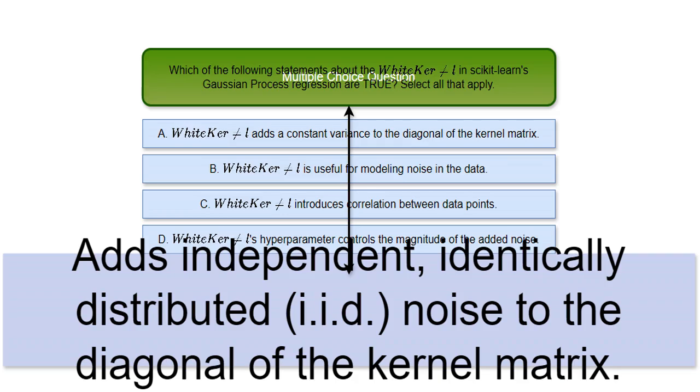I'd like to clarify what IID means: independent and identically distributed. This signifies the noise added by WhiteKernel to each data point is random, and the same type of random noise is added to each point without influencing others. This is an important characteristic of WhiteKernel.